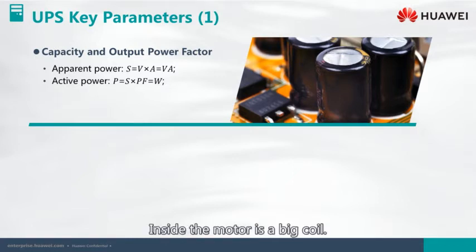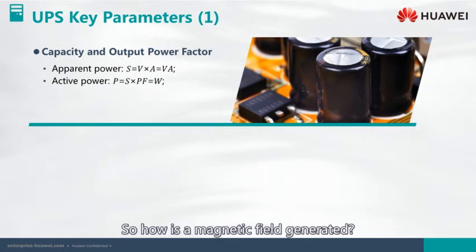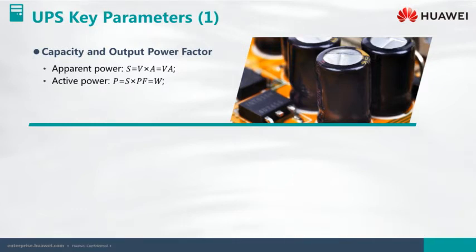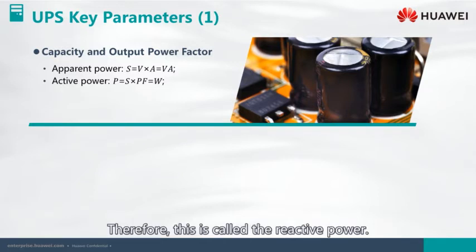Inside the motor is a big coil. If the motor needs to rotate, it requires a magnetic field. So, how is a magnetic field generated? The answer is by current. When the current flows through the coil, it generates a magnetic field. In this way, the electric energy turns into magnetic field energy. This is just a transformation of energy and it is not consumed. Therefore, this is called the reactive power.